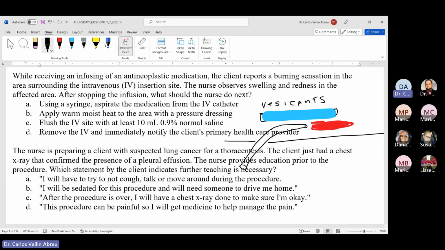Why? Because a vesicant is a substance able to produce necrosis, death of the cells of the interstitial space and the skin. The epithelium of the skin, the dermis and epidermis, and all the subcutaneous tissues can die and suffer necrosis as a consequence of this medication. Many medications are considered vesicants, but the most commonly tested in NCLEX is cancer medication, antineoplastic medication, because those are medications intended to kill cells.